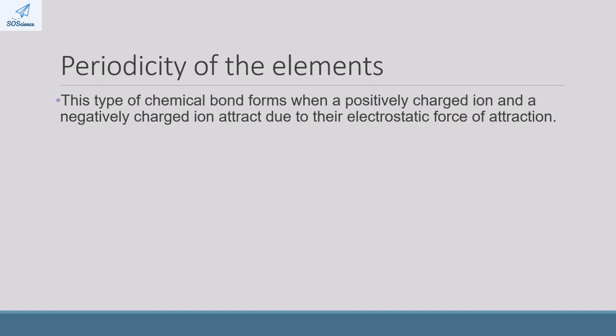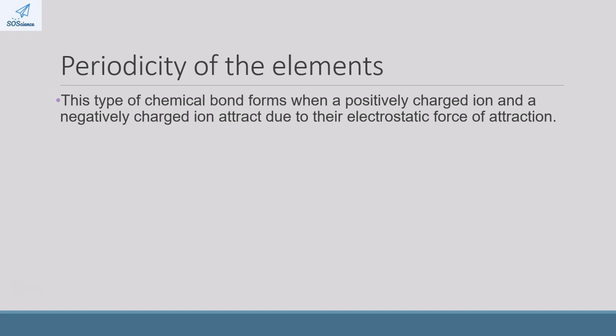So this type of chemical bond forms when one ion becomes positively charged because it wants to give away an electron or more than one electron. And the other ion becomes negatively charged because it wants that electron or those electrons. And so now we have an ion that's positively charged and an ion that's negatively charged.